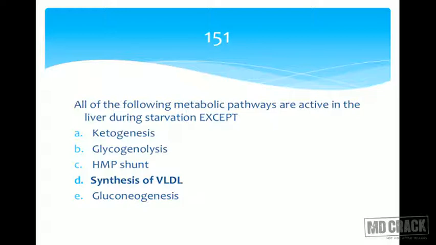HMP shunt is not related to fasting, but whatever it is, the liver needs HMP shunt. Why? Whatever NADPH is produced is used for maintaining cell membrane integrity and for acting as an antioxidant. The liver needs HMP shunt to produce NADPH and ribose 5-phosphate, the pentoses. So the HMP shunt will be kept active.